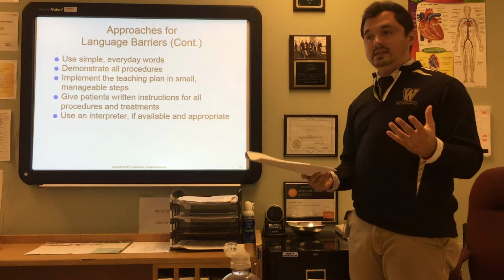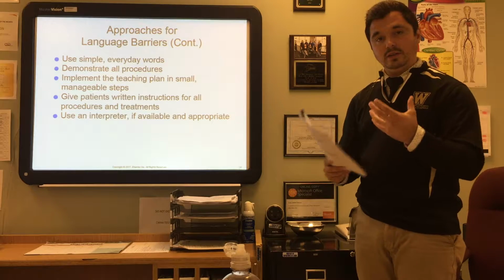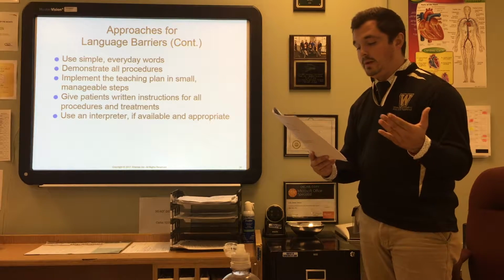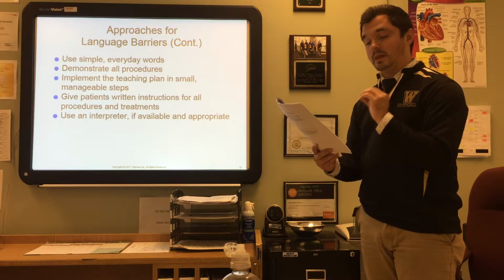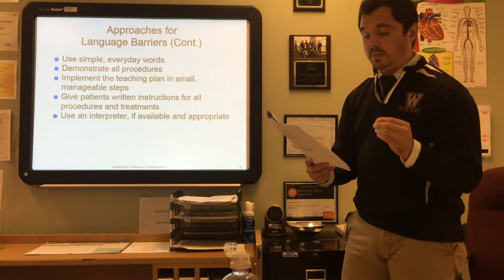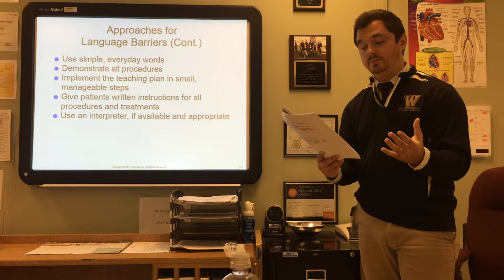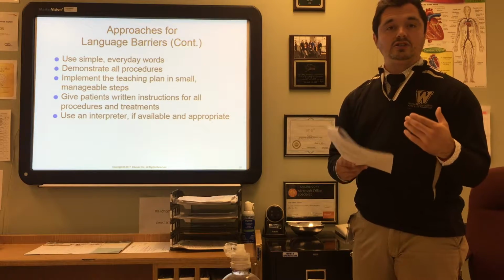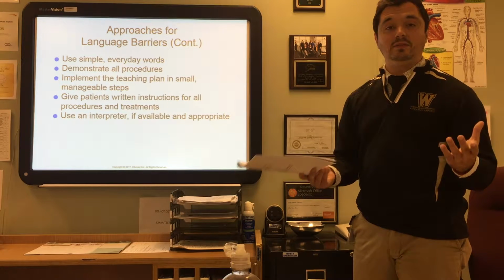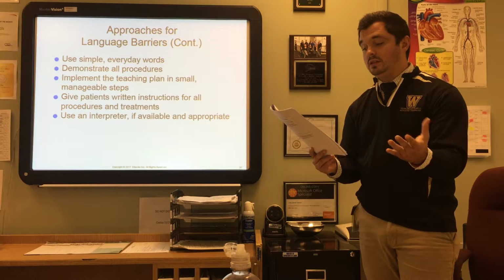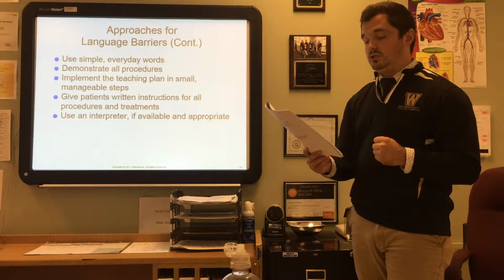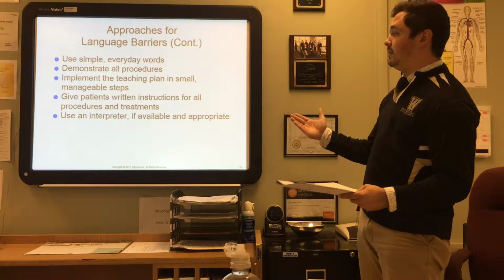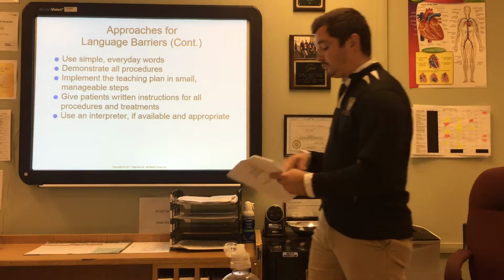So if there's a language barrier between you and your patient, how can you check that the patient understands your procedure demonstration? Okay, and this is very similar to how you would make them show their understanding of any type of instruction. You basically just have the patient return the demonstration to you to check for the understanding and make sure that they did it right. And then if you need, use an interpreter if available and appropriate.